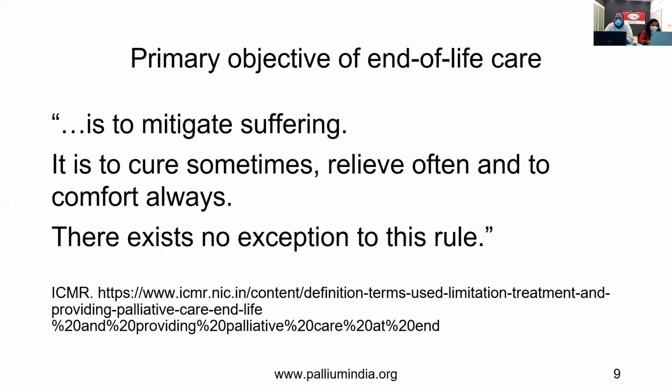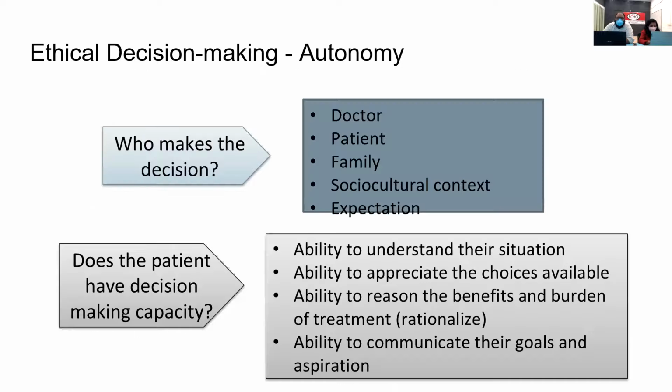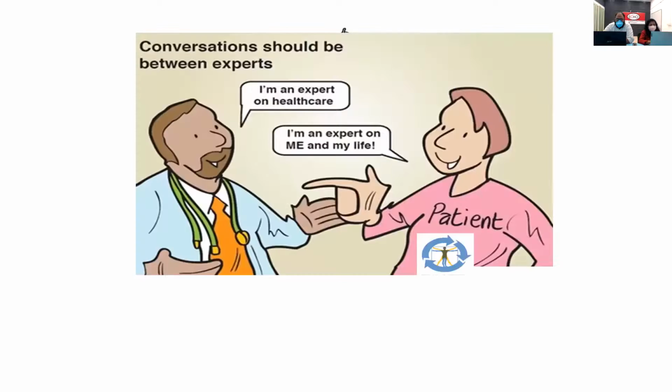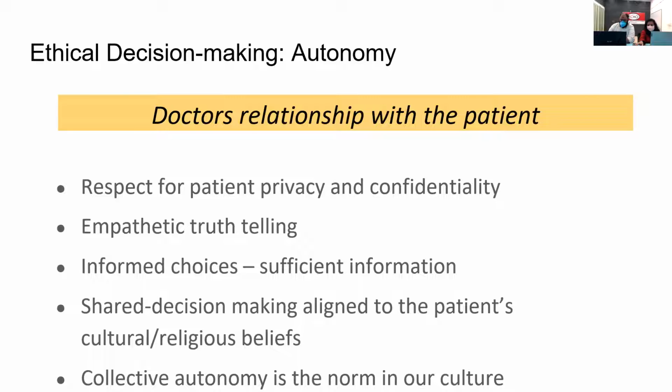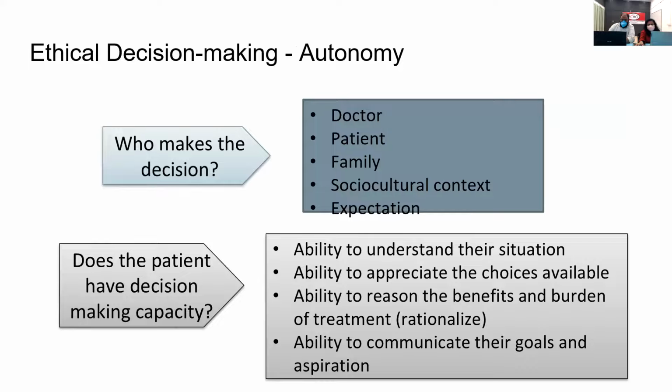So the primary objective of our end-of-life care, as ICMR says, is to mitigate suffering. It is to cure sometimes, live often, and comfort always. There is no exception for this rule. So our aim is always to mitigate the suffering, reduce the suffering, and make the patient as comfortable as possible. So coming back to clinical decision making, we will discuss autonomy.